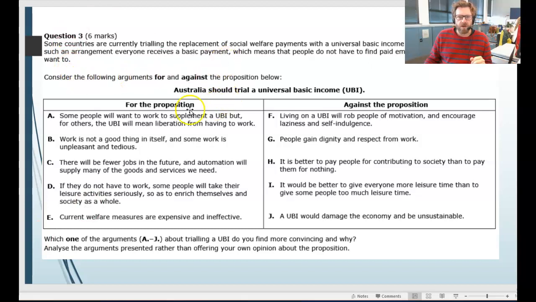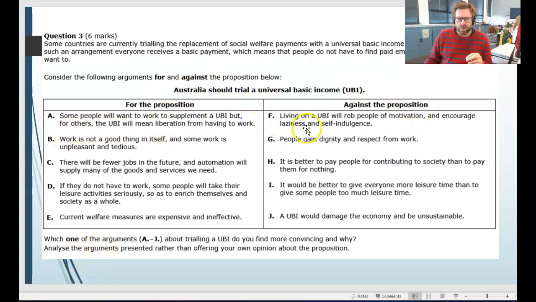This is a high scoring question, and it'd be really good just to look at what are the features of a strong answer here. So here we go. What is this question asking? Let's go through it. Some countries are currently trialling the replacement of social welfare payments with a universal basic income for all citizens. In such an arrangement, everyone receives a basic payment, which means that people do not have to find paid employment if they do not want to. Consider the following arguments for and against the proposition below. Here's the proposition. Australia should trial a universal basic income, or a UBI.